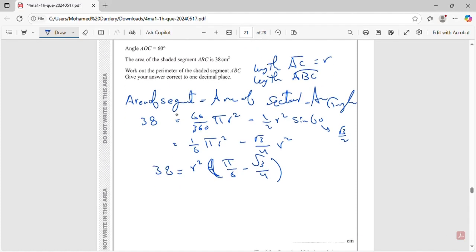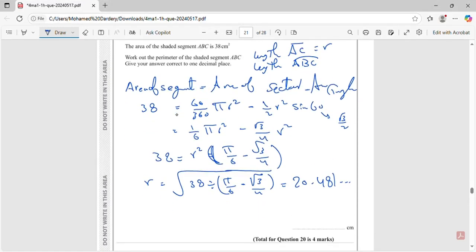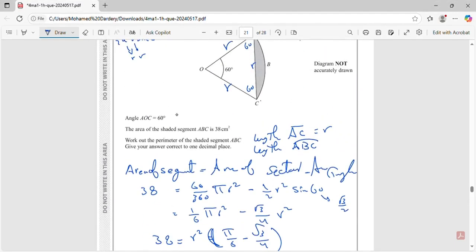To find r only, I will find the square root of 38 divided by pi over 6 minus root 3 over 4, all inside the bracket, which after using the calculator will give us, of course, 20.481 and so on. Now, after I have the value of r, which is the value of AC, I need the value of the arc ABC.